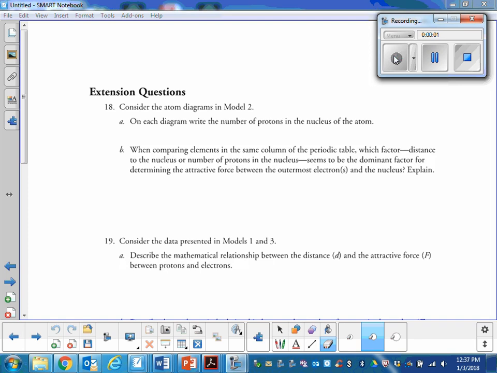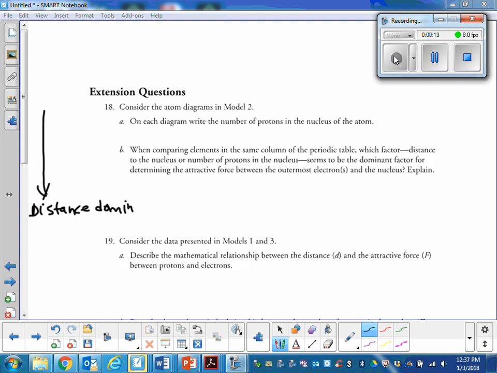All right. So guys, we said that as we go down a group, the distance is more important. Distance is the dominating factor, right? Distance is the dominating factor, while the number of protons doesn't impact that much. You have to know why. How do you explain that?